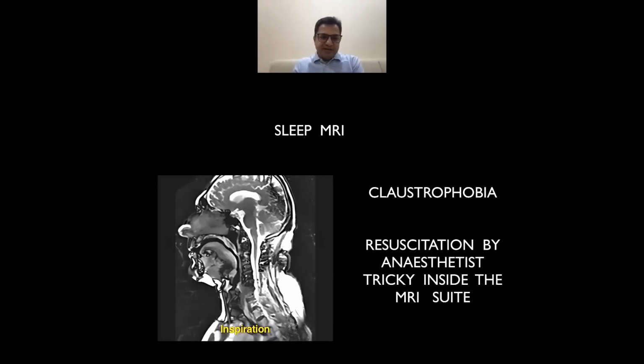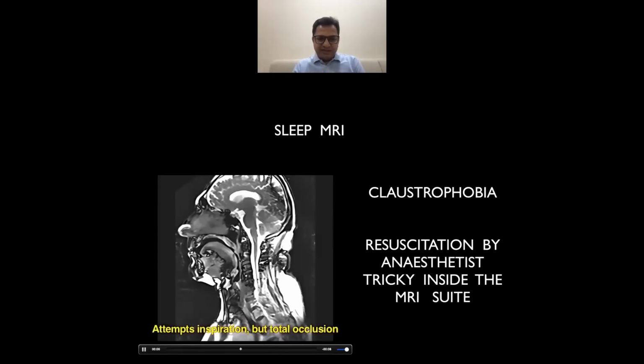Sleep MRI. Again, you can put the patient into the gantry and put him off to sleep. And this is the palate, this is the base tongue. You can see what structures are collapsing, what is the degree of collapse. A good sleep MRI will give you a lot of information. But you can do almost everything with the DISE.